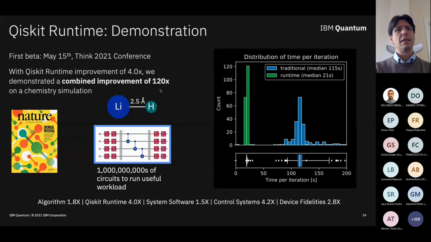This is the Nature paper we published in 2017, in which we calculate the ground energy of lithium hydride. It takes quite a lot of time to do this because this kind of calculation is a variational calculation. And so we have to go to the quantum system and then back, do the variation, and then return to the quantum system. So it takes several days. But with Qiskit Runtime, we have been able to do it in a few hours. So the time contracted by 120 times.